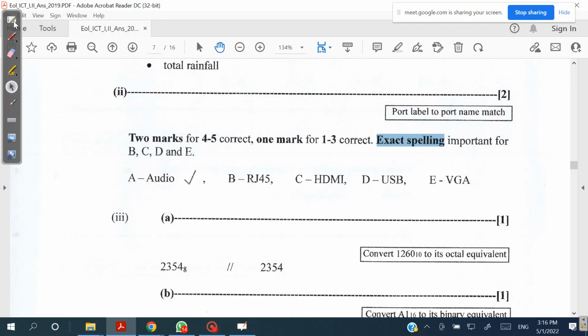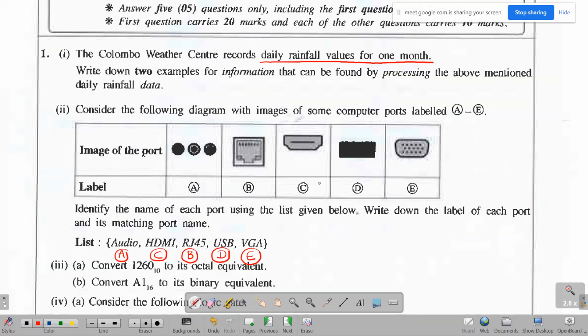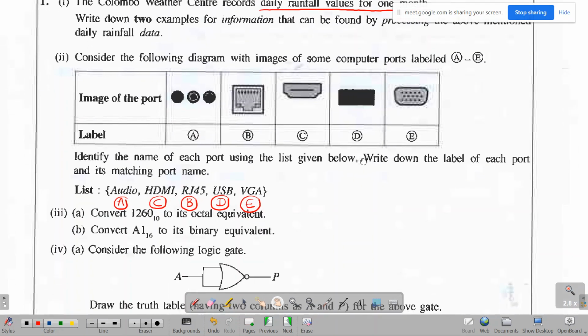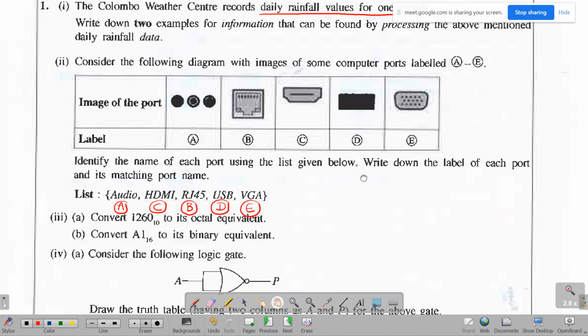So moving to the third question. The third question says, convert the 1260, the decimal value, into octal equivalent. So how are we going to convert 1260 into an octal? We are going to divide it by 8, since the decimal is converted into an octal, right? So there is 1, 4 is remaining. For 46 there are 5 8s, so 40. For 60 there are 7, and 4 is remaining.